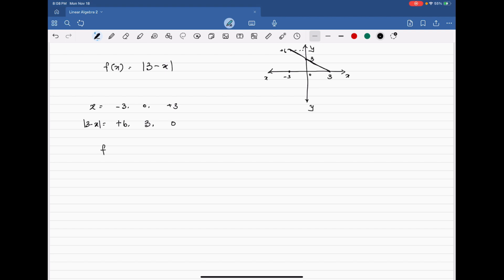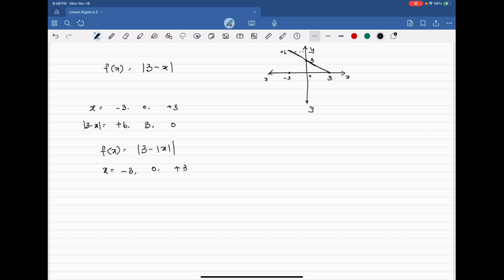Now, function f(x) is equal to the absolute value of 3 minus absolute value of x, the absolute of the whole value. Then x is equal to minus 3, x is equal to 0, x is equal to plus 3.